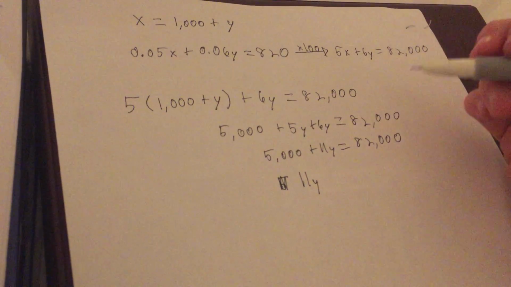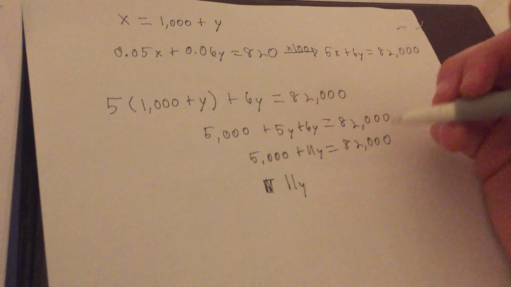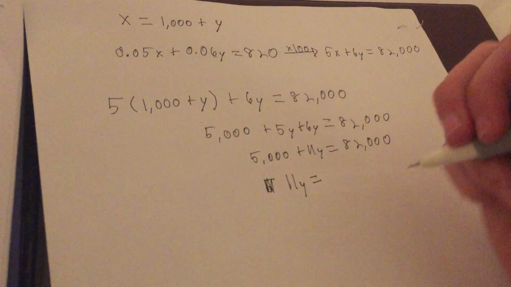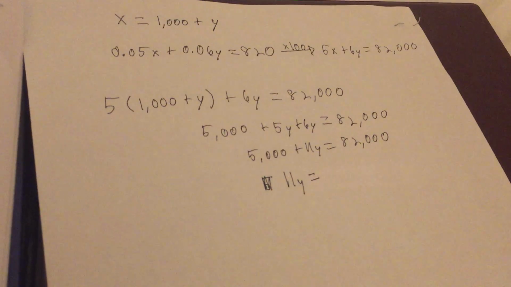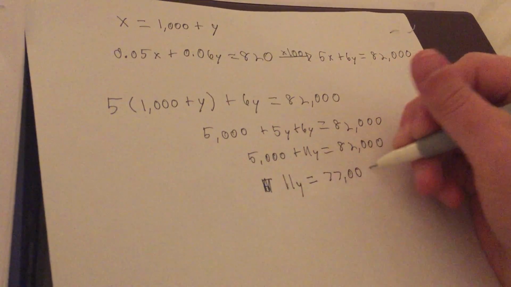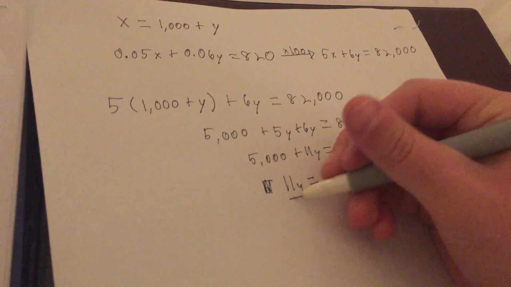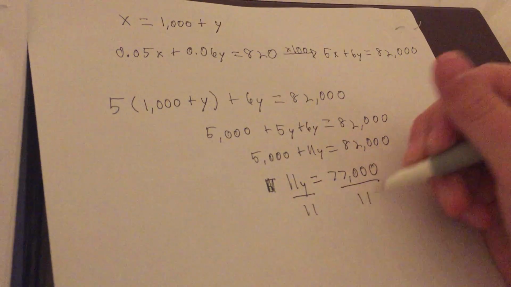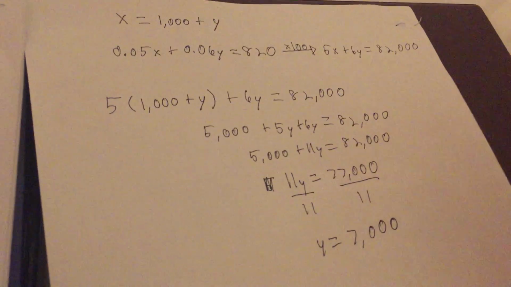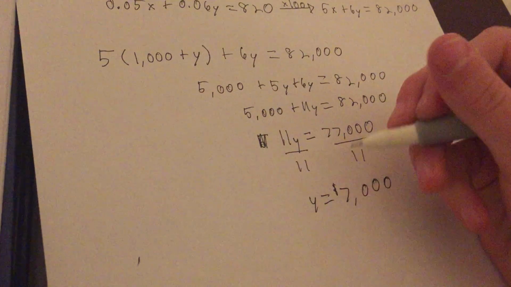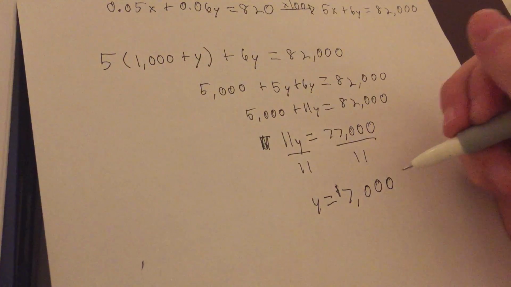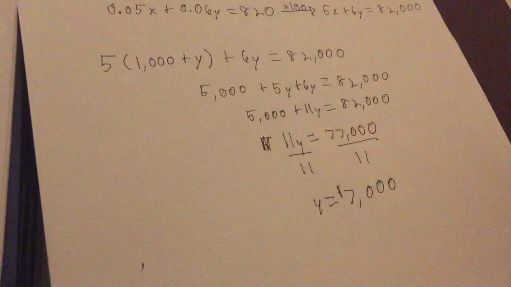And so then we get 11y equals 77,000, and then divide 11 on both sides to isolate y. We get $7,000, and $7,000 is the amount invested in the account paying 6% interest.